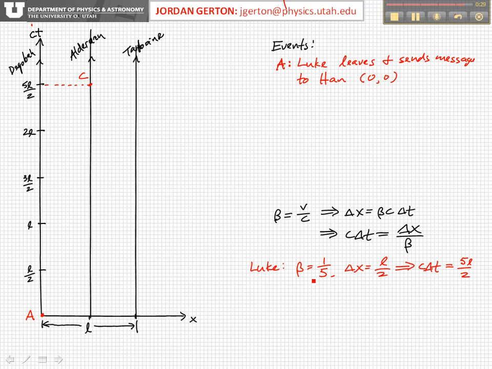Okay, so for Luke, he's traveling at 1/5 the speed of light, and he has to go L over 2, the distance to Alderaan, and so plug that in, and c delta t equals 5 L over 2. So he arrives at Alderaan precisely at this event C, which denotes his arrival at Alderaan, and it happens at time 5 L over 2, and it happens at position L over 2.